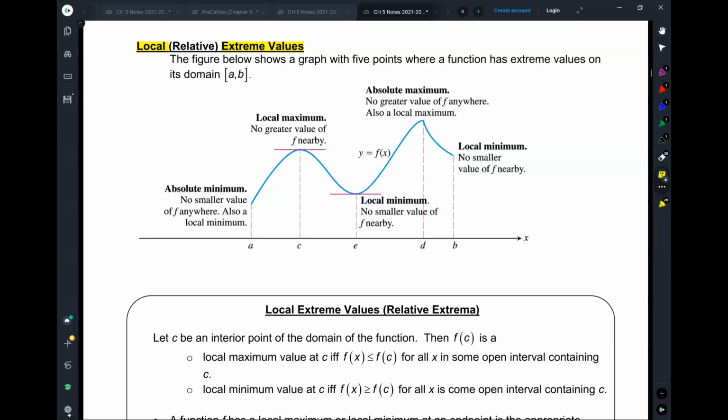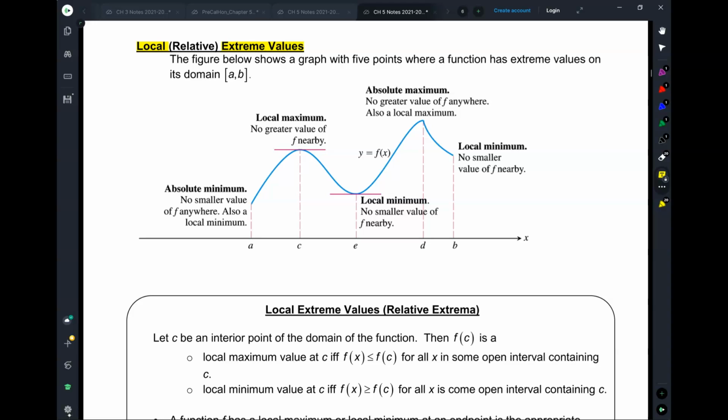So this is a graph that goes from A to B, a closed interval A to B, that has 1, 2, 3, 4, 5 minima or maxima, okay? So there are 5 total extrema, okay? Of those, some can be absolute min or max, and others can be local or relative min or max, okay?